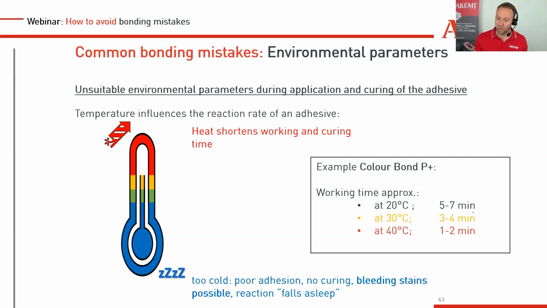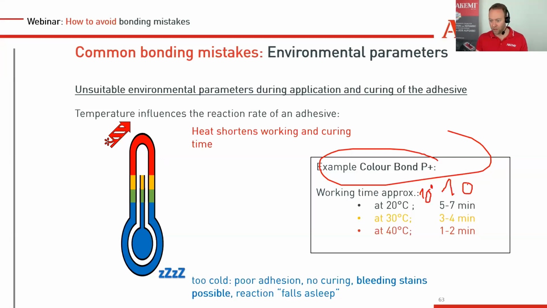When it's very warm, one thing you can do is put the Color Bond into a fridge, not a freezer, at about 8 to 10 degrees Celsius. Then you double the working time. What goes in this direction goes, of course, also in the other direction. 10 degrees means here about 10 to 12 minutes.